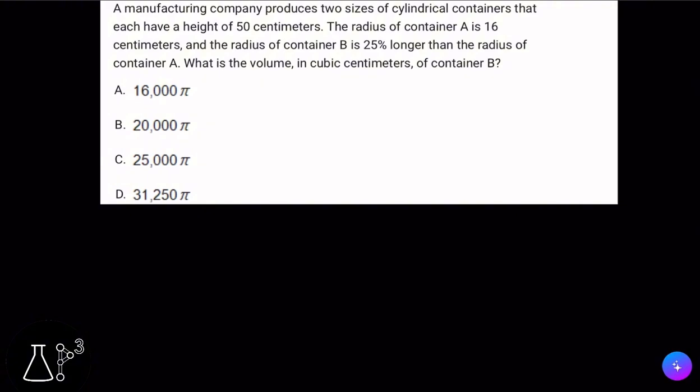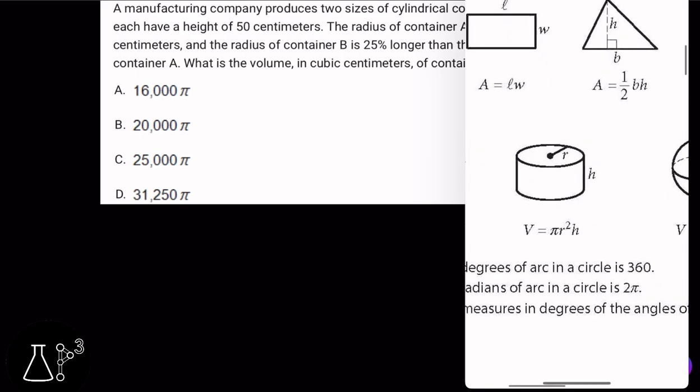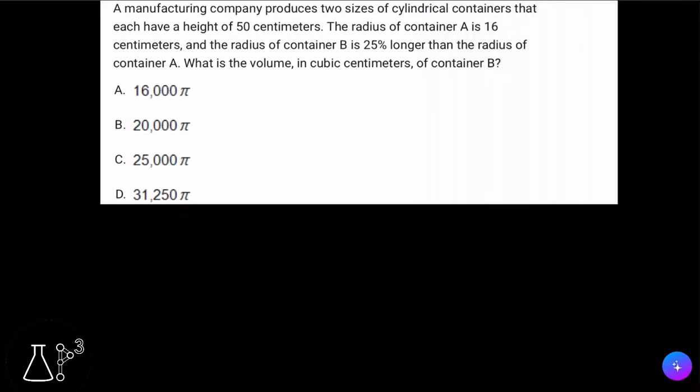So before we use anything, we need to understand what formula we are going to use for this type of question. We're given that the two sizes are cylinders. And if we look at our SAT reference sheet, we can see a cylinder right here, with volume equals pi radius squared height. So what I want to write is volume equals pi r squared h. And this is my formula for a cylinder. It's given on the SAT reference sheet. Therefore, you do not need to memorize it.